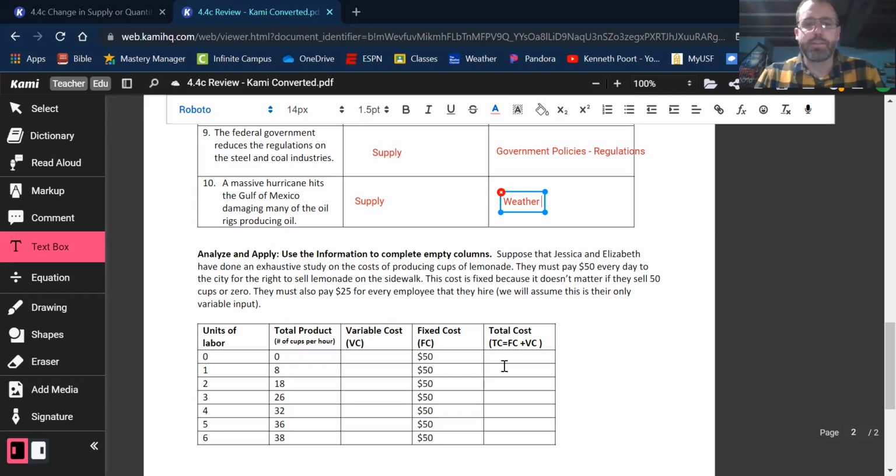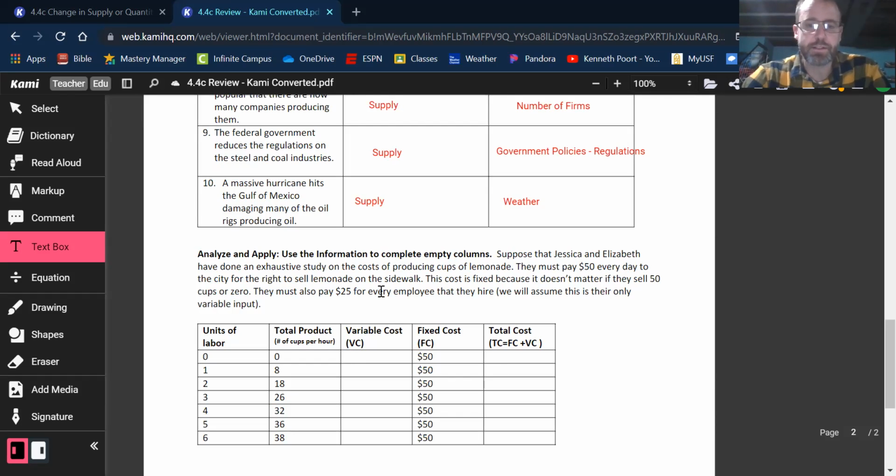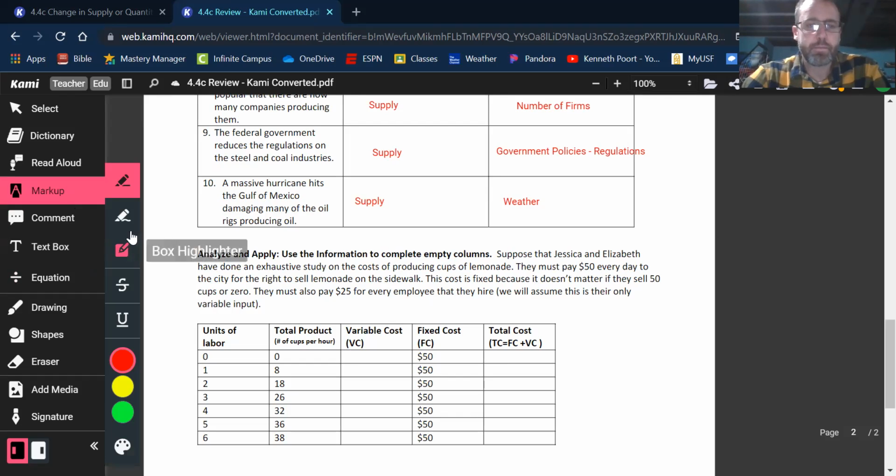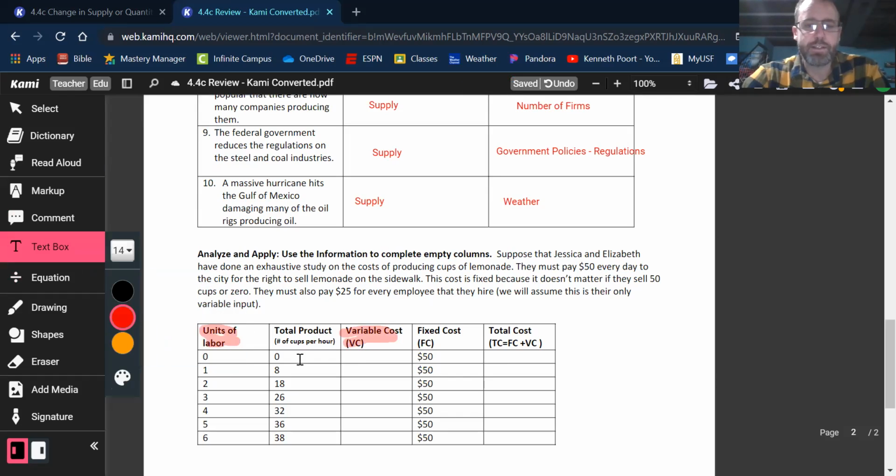Variable costs are different. Your variable costs are what change as production changes. So in this scenario, it says they must also pay $25 for every employee that they hire. All right, so let's say variable cost for zero, so it says $25 for every employee. We see here that our units of labor column is going to determine what our variable cost column is. All right, so let me just kind of type these in as we go.